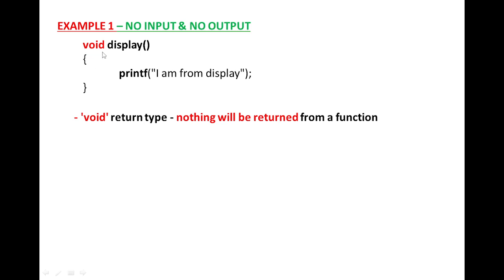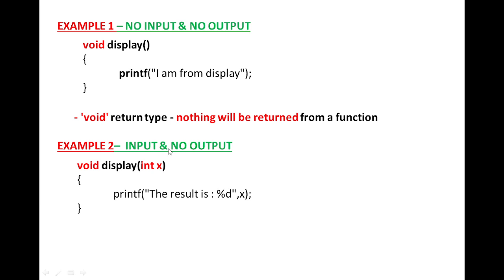So we are going with void. Okay, so void return type, it does not return anything from the function. Okay, so example 2, you can see that the function will take an input, but there is no output from the function. So here you can see the kind of syntax to be followed for that.